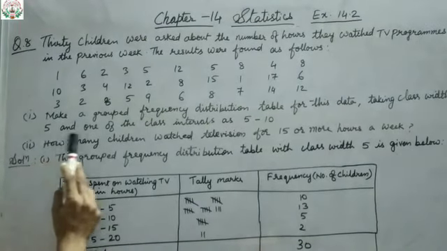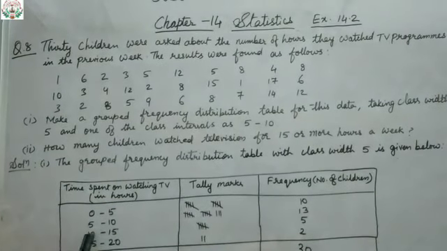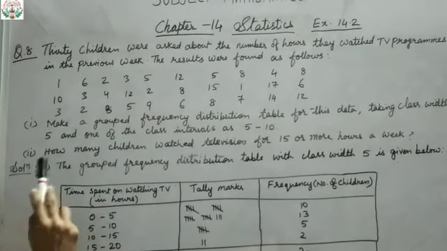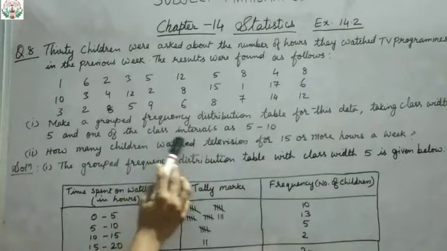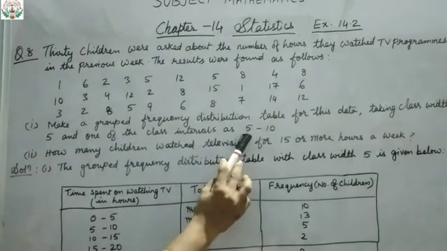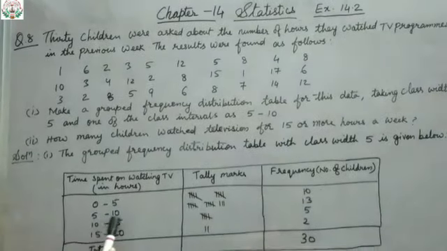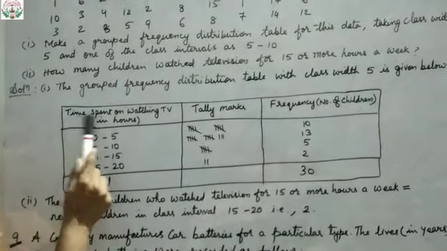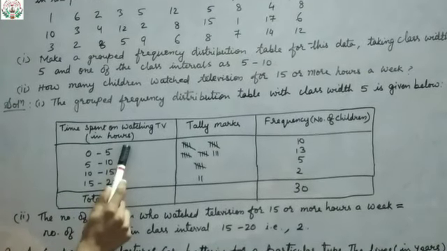That means you have to take from 0 to 5, then 5 to 10, then 10 to 15, and then 15 to 20. So class width size must be 5. It is given in the question. Okay. So class intervals start like 5 and 10 likewise. So 0 to 5, then 5 to 10, then 10 to 15 and 15 to 20. This is time spent on watching television in hours.